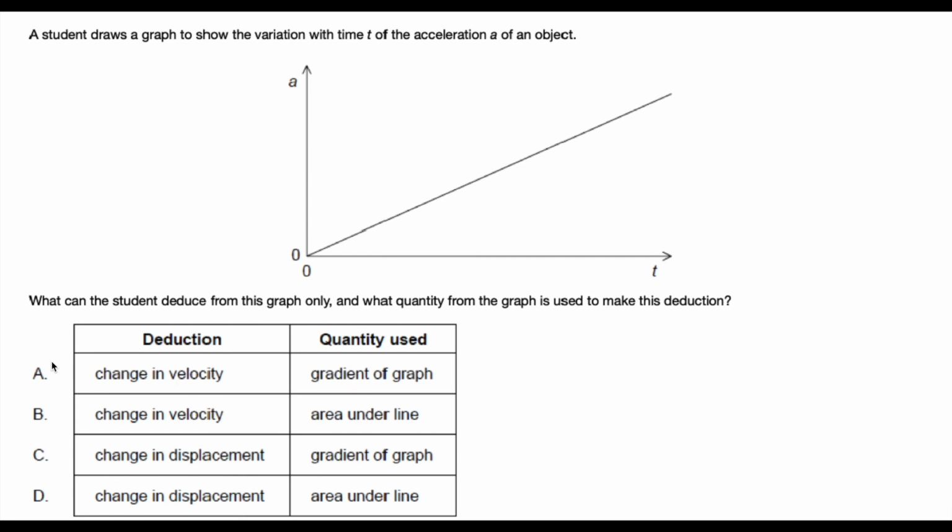A student draws a graph to show the variation with time t of the acceleration a of an object. What can the student deduce from the graph?